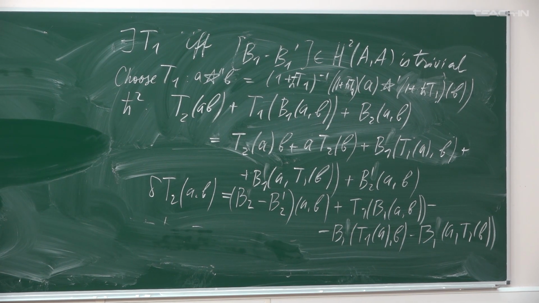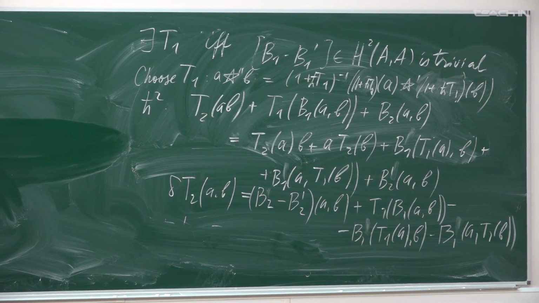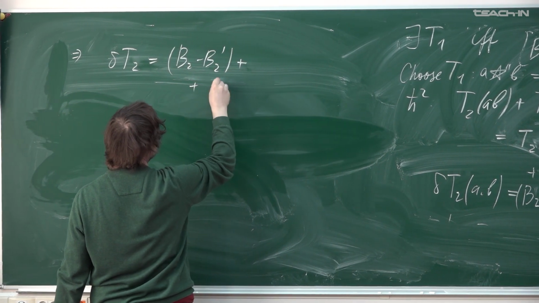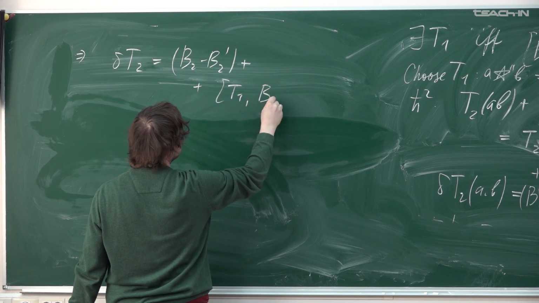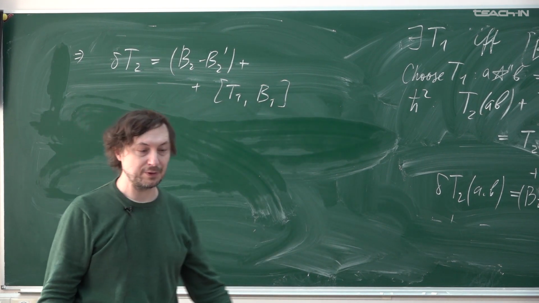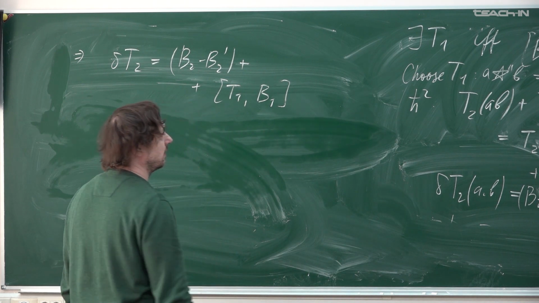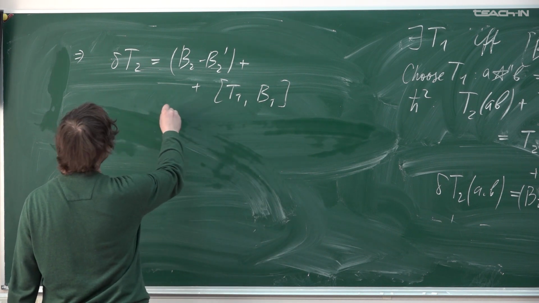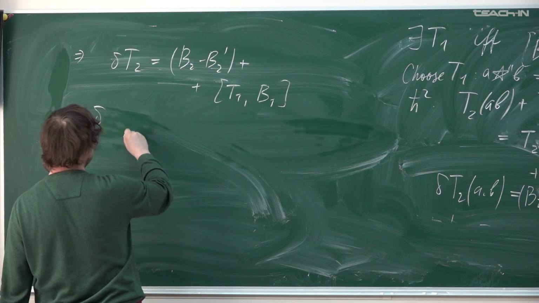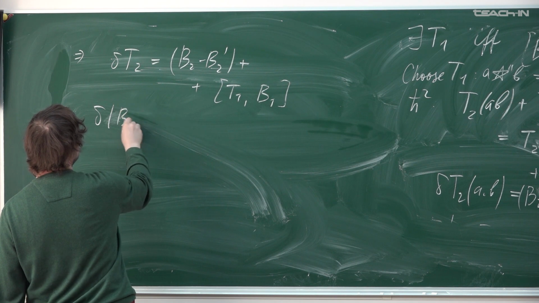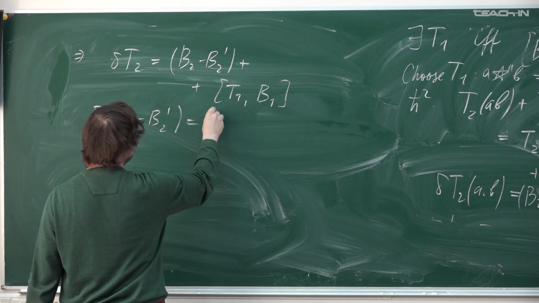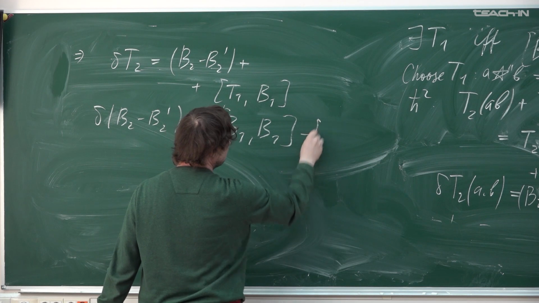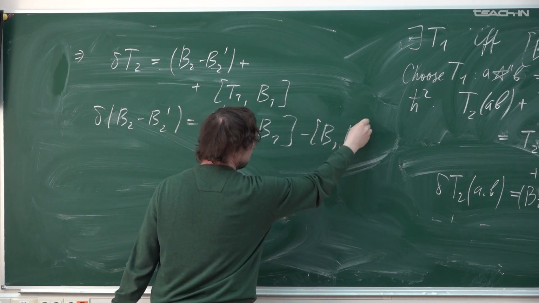So the equation is delta T2 is equal to B2 minus B2 prime plus the Gerstenhaber bracket of T1 and B1. So that's much more convenient for us. What do we get? Now again, when we apply delta to the right-hand side, we see that delta of B2 minus B2 prime will be equal to 1/2 of the bracket of B1 comma B1 minus B1 comma B1. That's trivial, right?